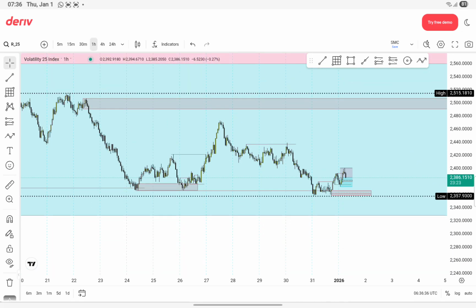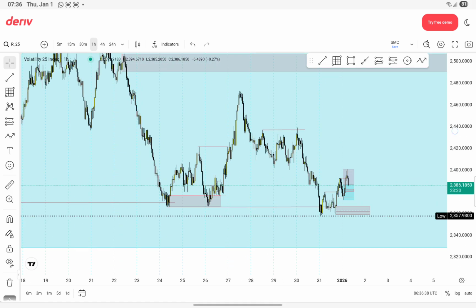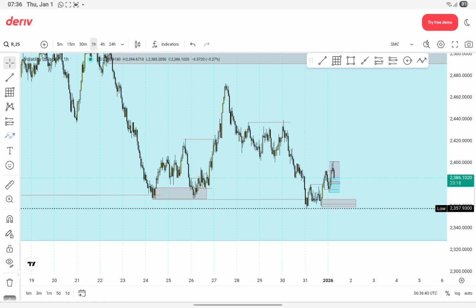On the 1 hour now, because on the 4 hours we already figured out that we are in a discount zone, we can see that the market broke structure to the upside, came back, and collected liquidity, internal range liquidity, right? And what did the market do? The market shifted structure to the upside again.